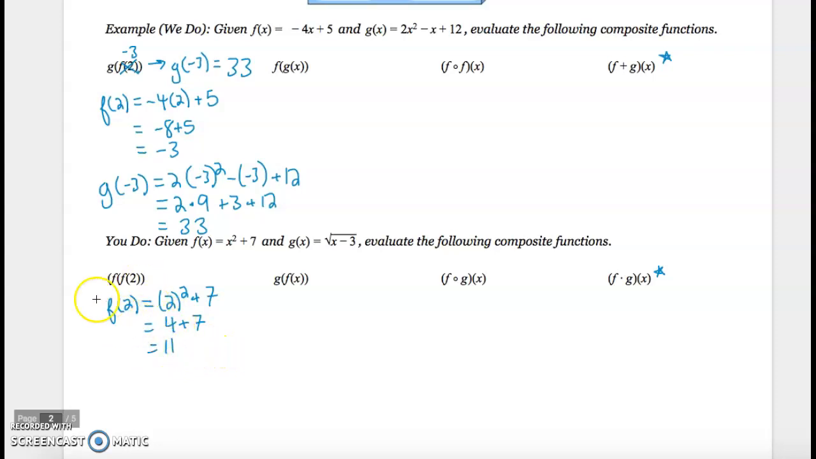And then if I am replacing now this with 11, now what I'm actually trying to find is f of 11. You can use the same function twice. That's fine. Just work your way from the inside out. f of 11 equals 11 squared plus 7. 11 squared is 121 plus 7. That would be 128. So that would be my final answer.